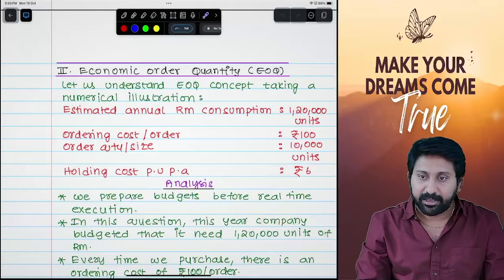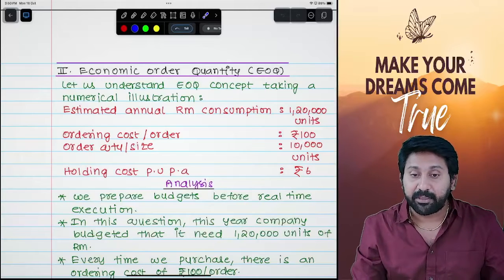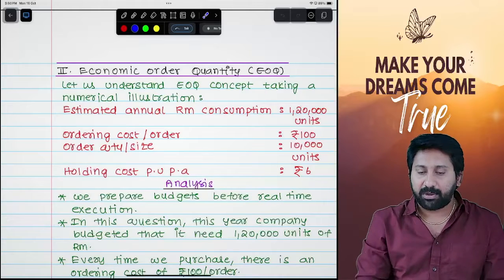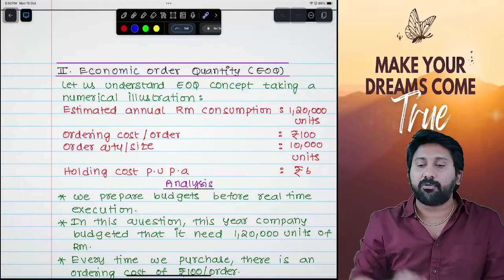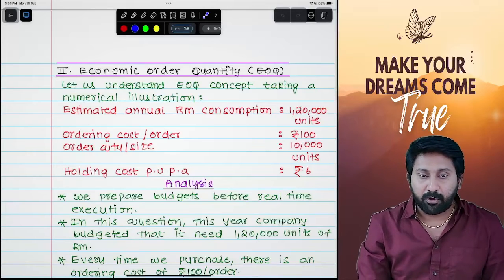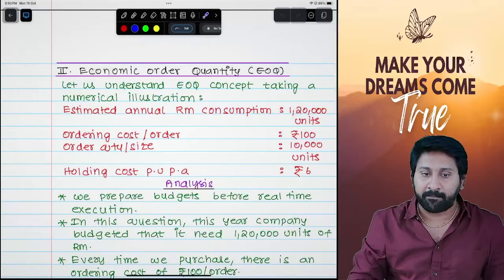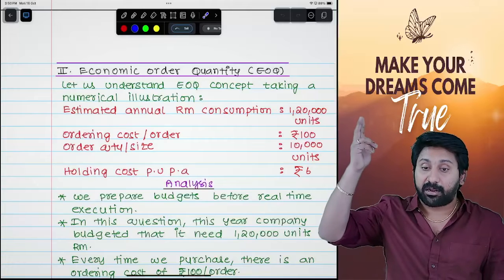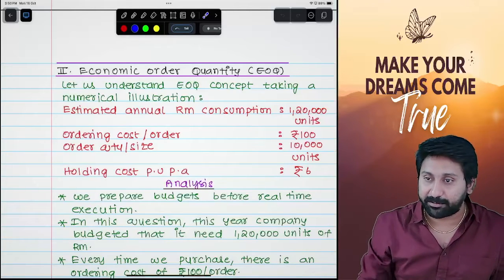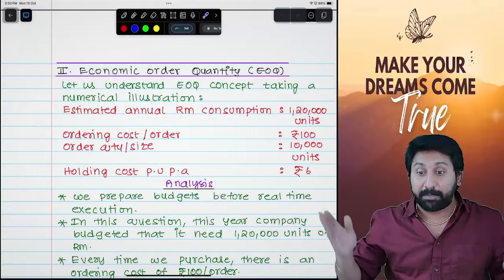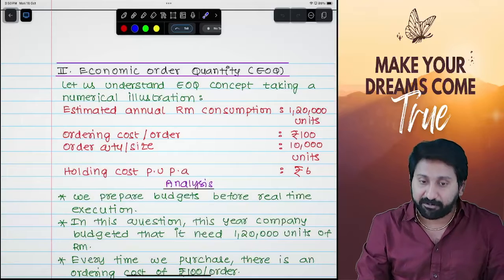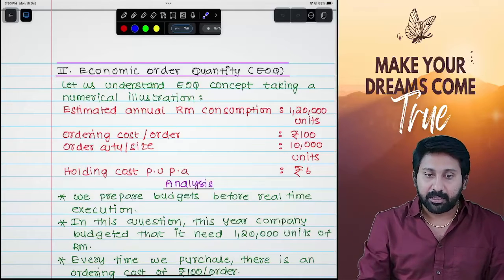Is it good? That is very bad, because if you order all the 1,20,000 units in one single stretch, there is a great danger, because a huge amount of raw material will come because of the high order. Holding cost will increase, because 1,20,000 units means a big godown, big insurance cost, and the chance of pilferage and theft will be more. All these will increase.